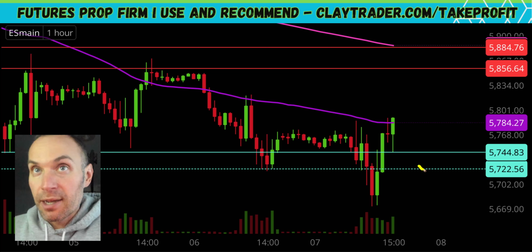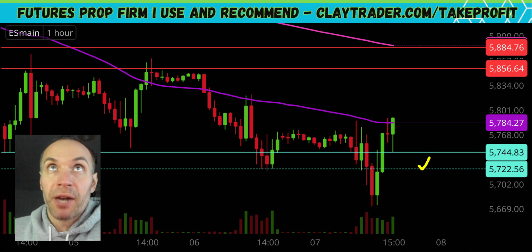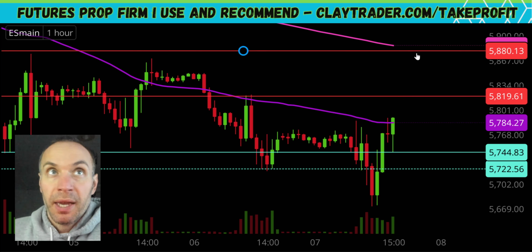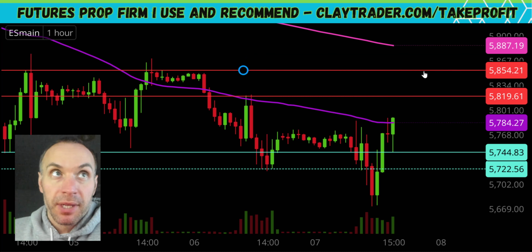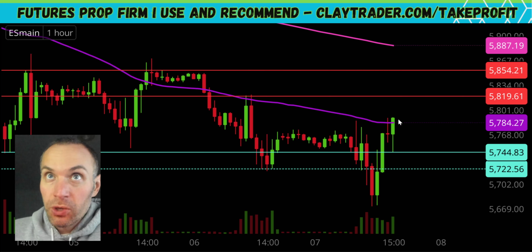Then the secondary area of support down here at 57.22. As far as next battlegrounds are concerned in terms of resistance levels, next one I'm very curious about right around here, the 58.20 mark. So we'll see if that can come into play. And then next level after that, right up here at these highs, right around 58.55. But all in all, nice close to this session here, and we'll see if this can find more momentum going into next week.